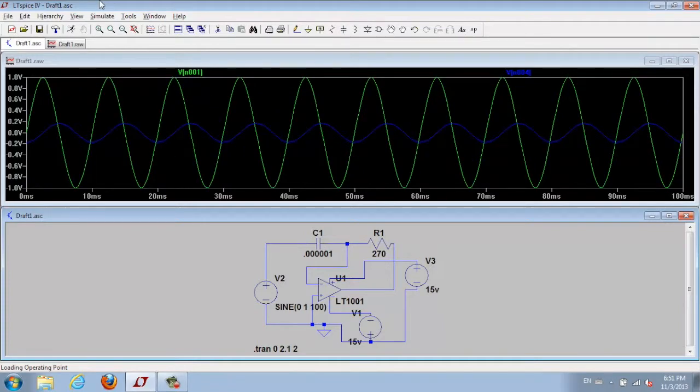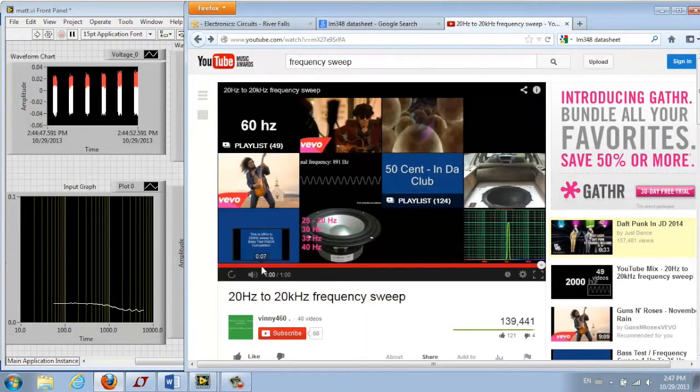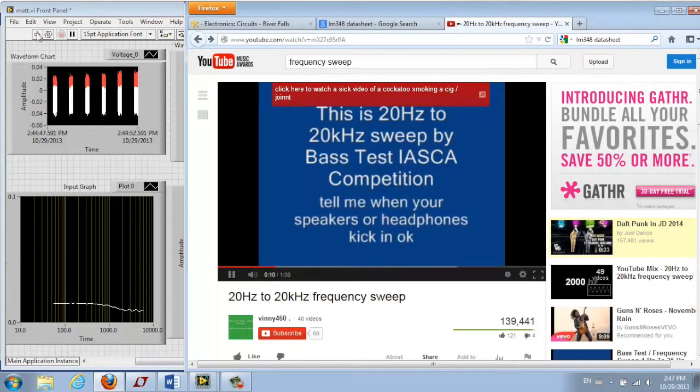We then changed the frequency to 100 Hz, and we found that the phase difference remained the same, but the gain was 0.2. We then changed the frequency to 1000 Hz and found that the phase gain remained the same, but we had a gain of 1.7.